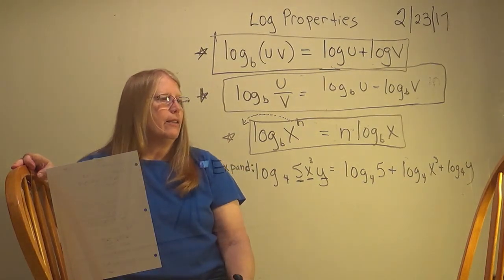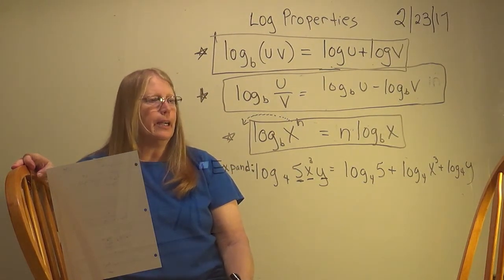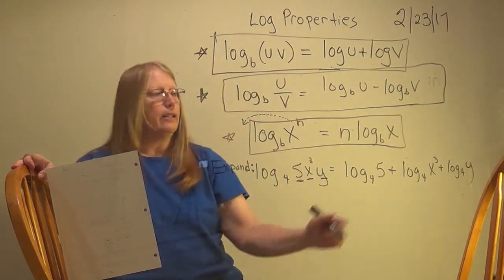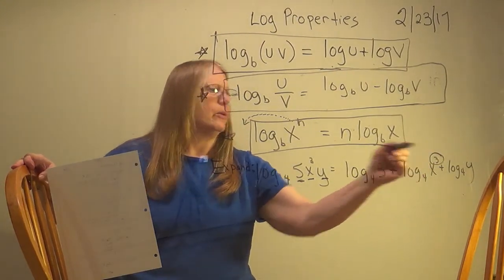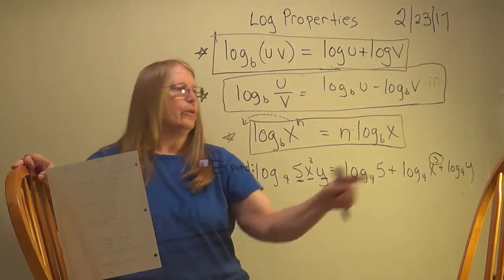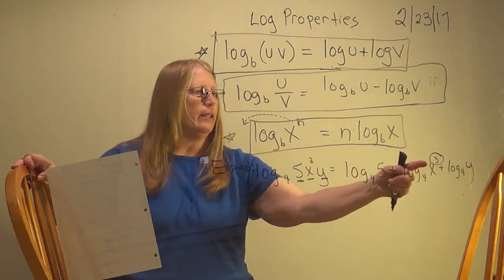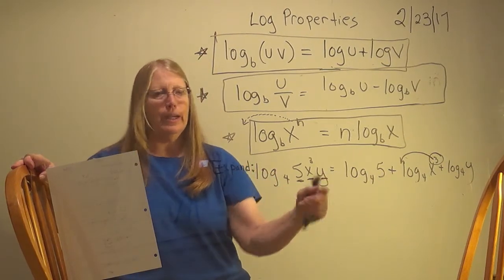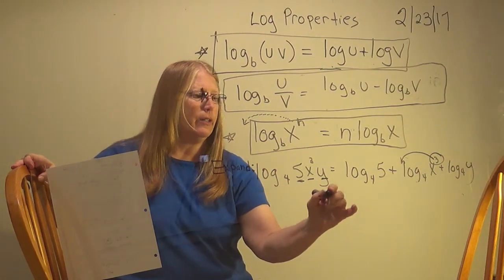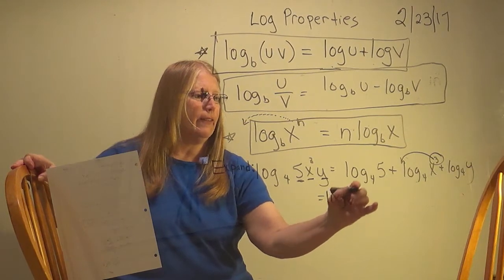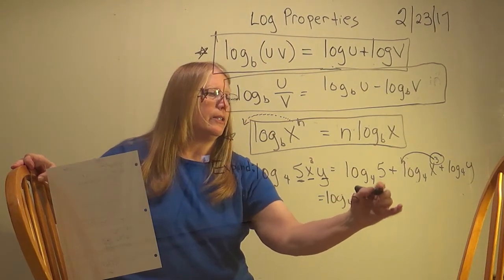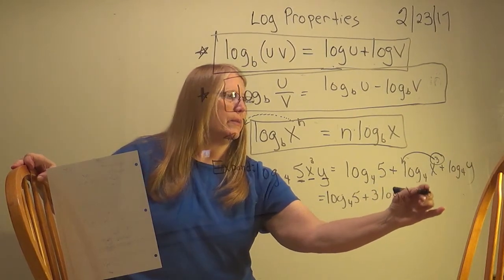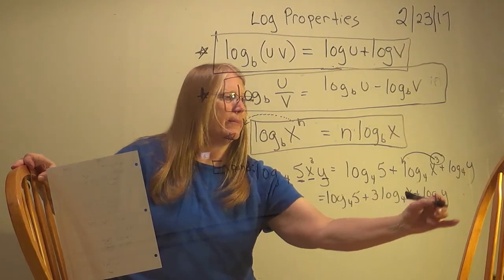Now, there's one more log rule I can apply. Do you see it sitting in here anywhere? It's right here. According to the third rule, that 3 can run down in front. It will run down in front of the term that it's in, not all the way in front. So I have log to the base 4 of 5 plus 3 log to the base 4 of x plus log to the base 4 of y.